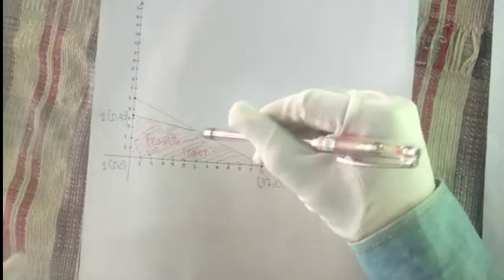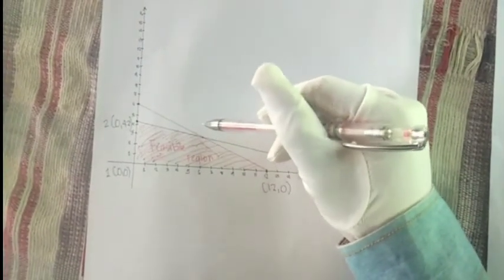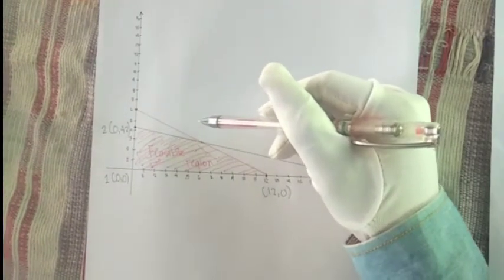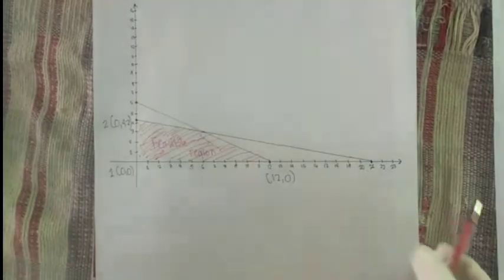So we must solve this intersection coordinate point to get the best optimal solution. So let's start to solve this one. Our equation 1 is 2x plus 4y equals 24.